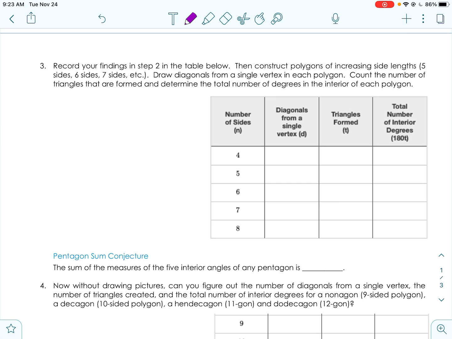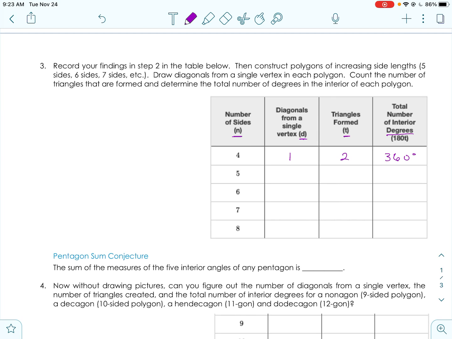First thing, we're going to fill out what we just completed. We have a four-sided polygon, which we know is a quadrilateral. Again, the number of sides is represented by the letter N, D is going to represent the number of diagonals, T is going to represent the number of triangles, and the final column is the total number of interior degrees, which is just 180 times T. So we said a quadrilateral has one diagonal. It created two triangles. It gave us 360 degrees.